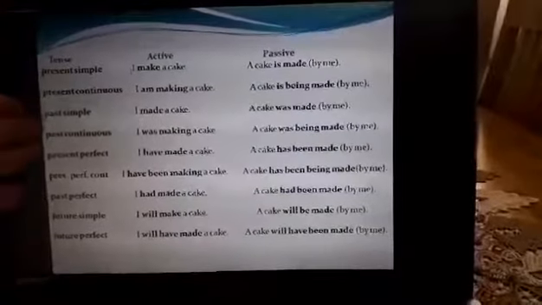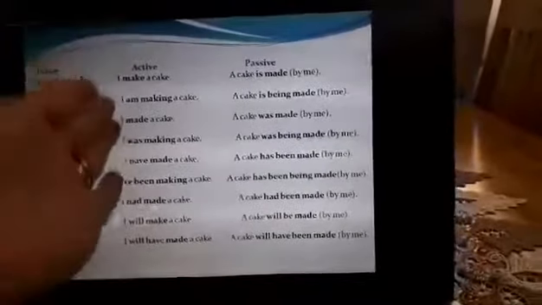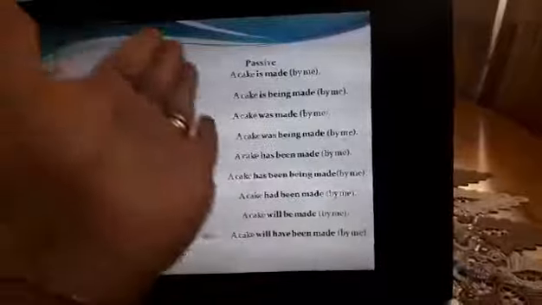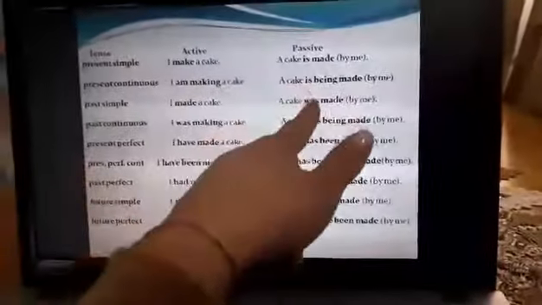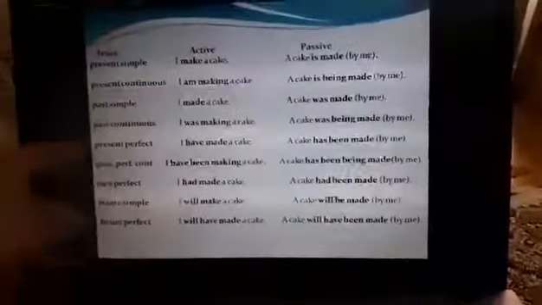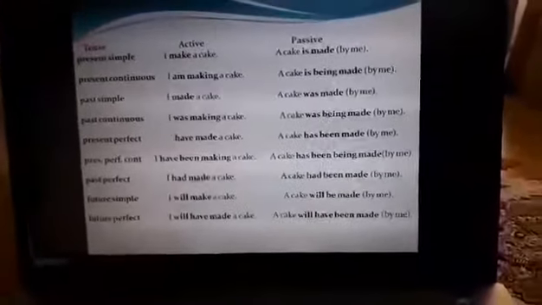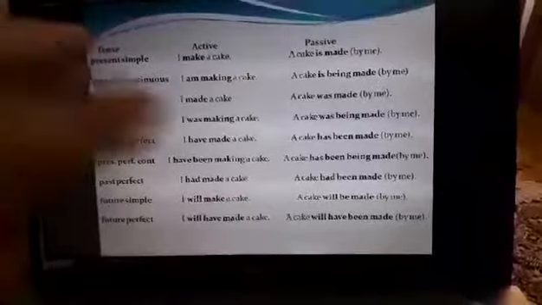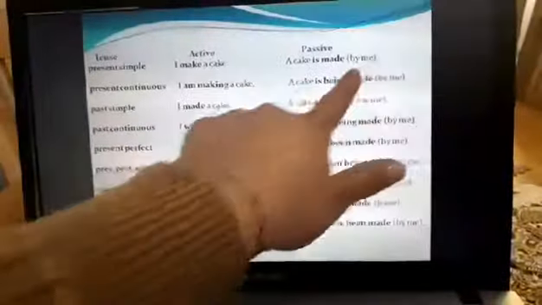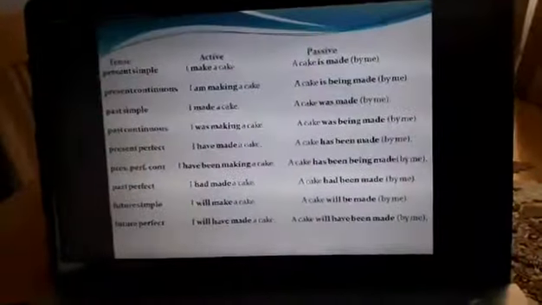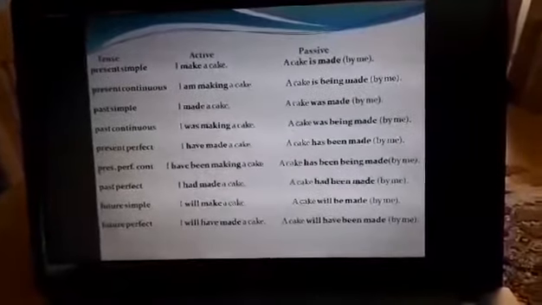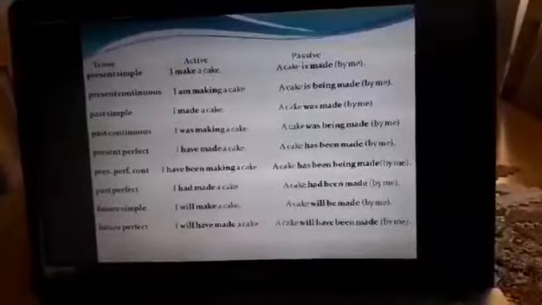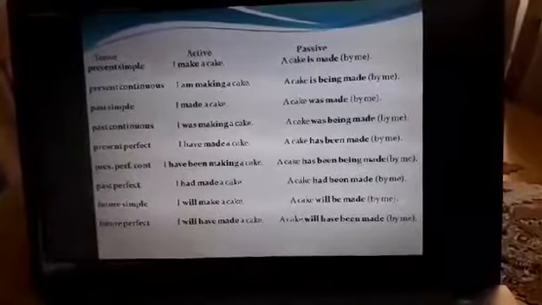We have a list of tenses, we have active sentences, and then how we can change the verb from active to the passive by these tenses. Present simple. I make a cake. A cake is made, for example, by me. We can change the object to the subject. Present continuous. I'm making a cake. A cake is being made by me. Past simple. I made a cake.